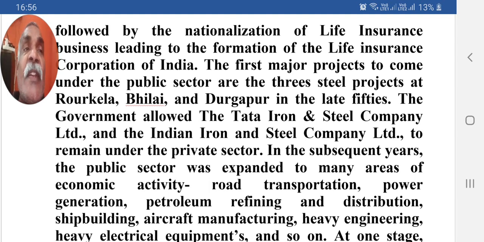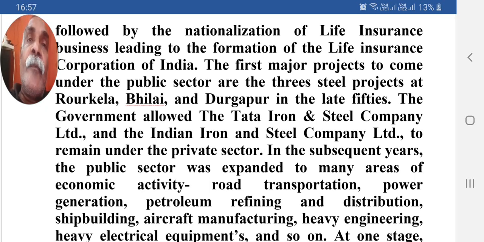The first major projects to come under the public sector are three steel projects. What are those? Rourkela Steel Plant, Bhilai Steel Plant, Durgapur Steel Plant. That was established in the late 50s. The government allowed the Tata, that is TISCO, and IISCO to remain under the private sector.